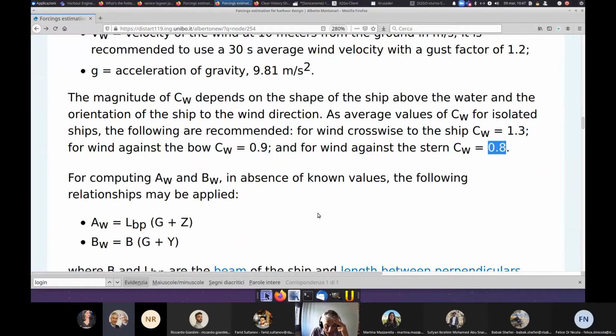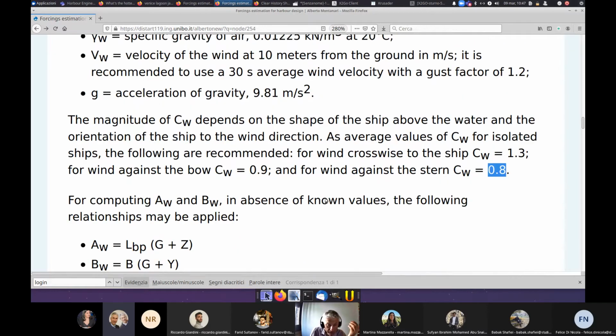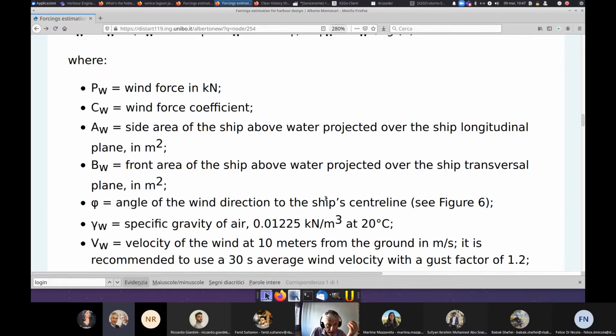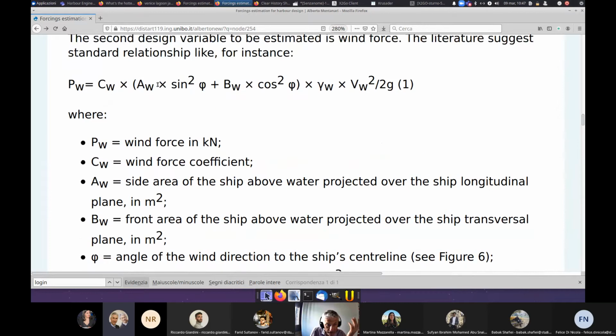Very good. Now we need to apply this relationship. I go back a little bit. We need an estimate of AW and BW.